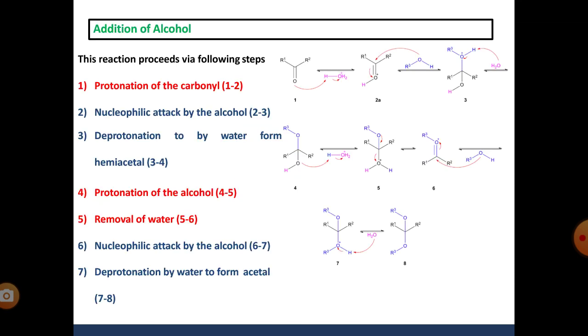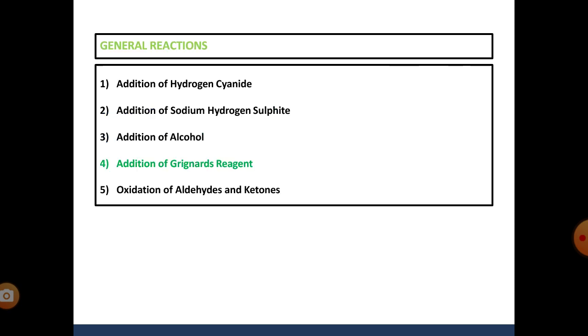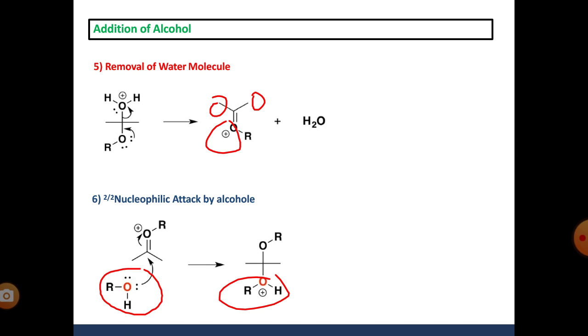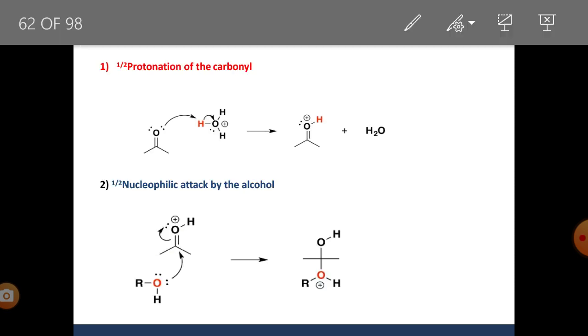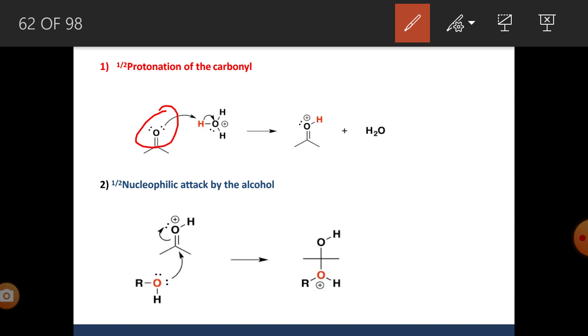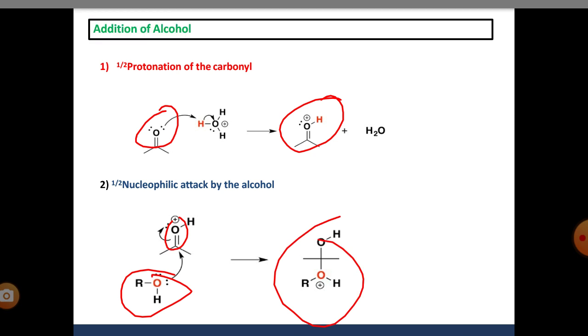So again it has various steps that we will summarize. In the first step, protonation of the carbonyl group takes place. Again we'll see in detail. In protonation, the electron rich oxygen on the carbonyl group, that is on acetone, accepts a proton and converts into this. Whenever there is a positive charge on oxygen, it is highly unstable. It accepts one alcohol moiety and gets converted into this.